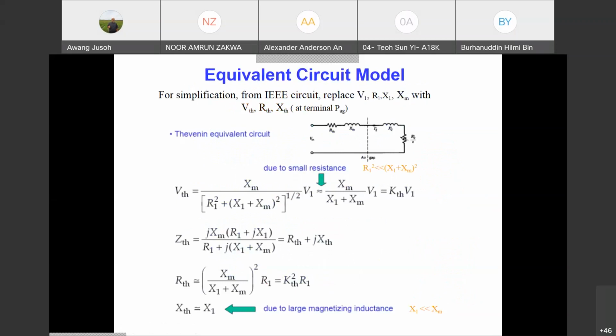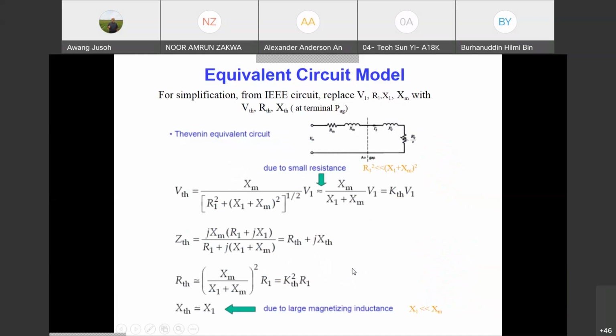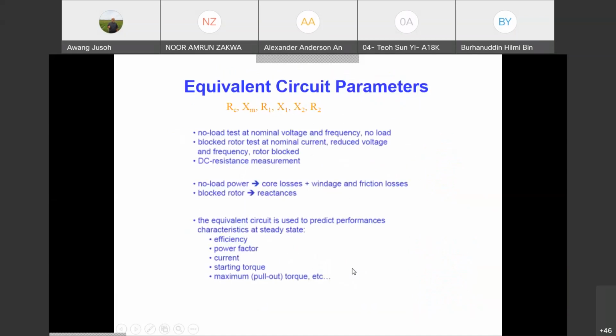Okay, clear? So we have the circuit now. Now our job is to find the components for the circuit, the components for the IEEE circuit or whatever. We need to find R1, X1, Xm, X2 and R2 now. So we have to do testing. We have to do testing as we did in the lab, on the machine. So we have tests that need to be carried out in the lab.